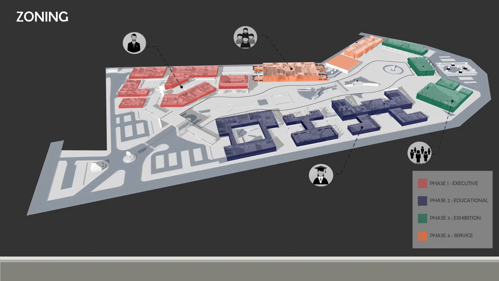Zoning. Phase 1, executive. Phase 2, educational. Phase 3, exhibition. And phase 4, service.